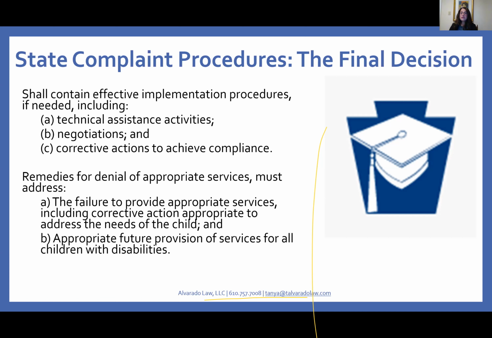So what do you get if the state finds in your favor, if they say that you're right? If it's a failure to provide services, they'll tell the school district to give you the services, or give your child the services. If you've missed services, they'll say you're owed compensatory education.